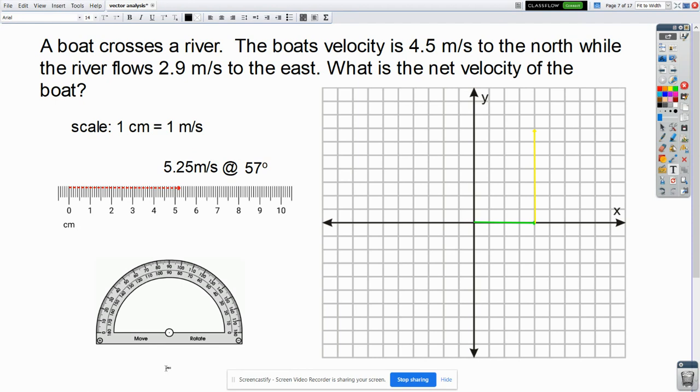That is how you do graphical analysis. And it's kind of time consuming. I think it takes a lot longer to do it this way than it does to do it the mathematical way. But again, it's in the standards, so you have to be able to do this. So that's how it's done.